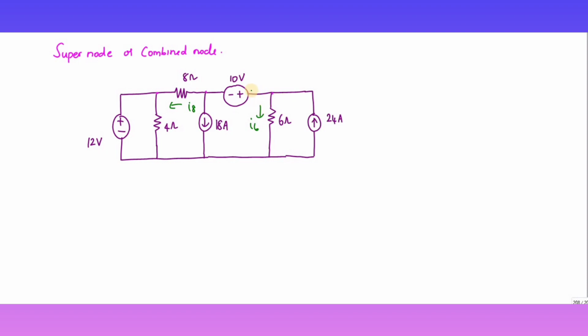What is a combined node is there is a voltage source between these nodes, between V3 and V2. So I can write V3 is equal to 10 plus V2. So what is V3 minus V2? V3 minus V2 is 10 volt. So this is my first equation.